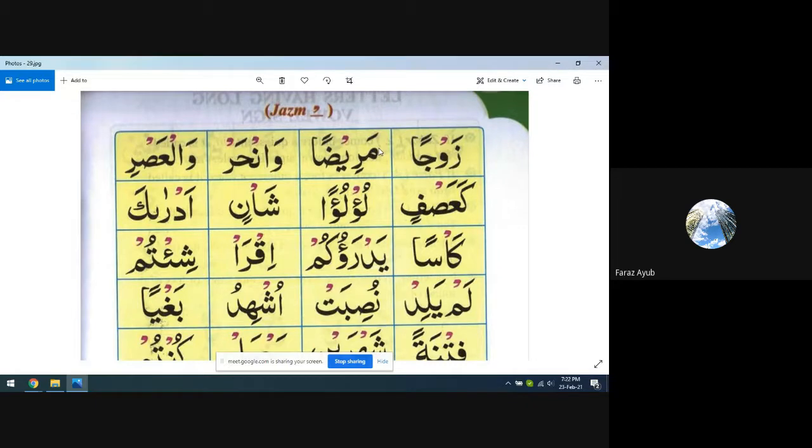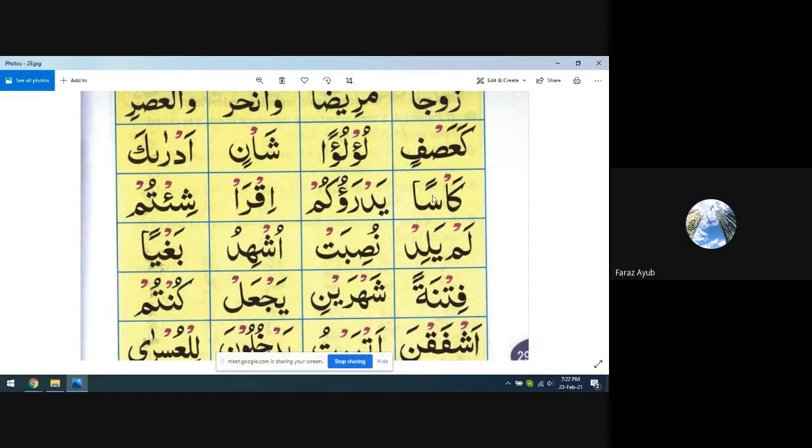I told you before, if the last letter has do zabar and you want to stop on it, the waqf is different. Just like zawjan becomes zawja, marizan becomes mariza. One harf is also silent. So we practice a letter just like adraka. We are bouncing the voice of dal because this is a qalqala letter and there is a jazm on it.